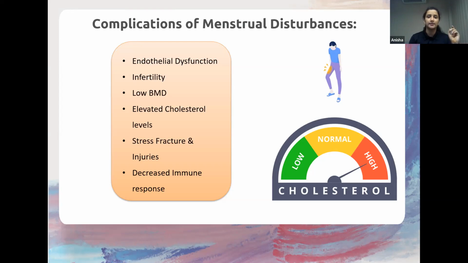Stress fractures is another thing which is very common in athletes because hormonal changes are not just disturbing your menstruation phase, but they are also going to affect all other hormones. It is going to affect your vitamin D and calcium absorption, which is ultimately going to lead to stress fractures because you end up reducing your exercise intensity. And last but not the least is decreased immune response.